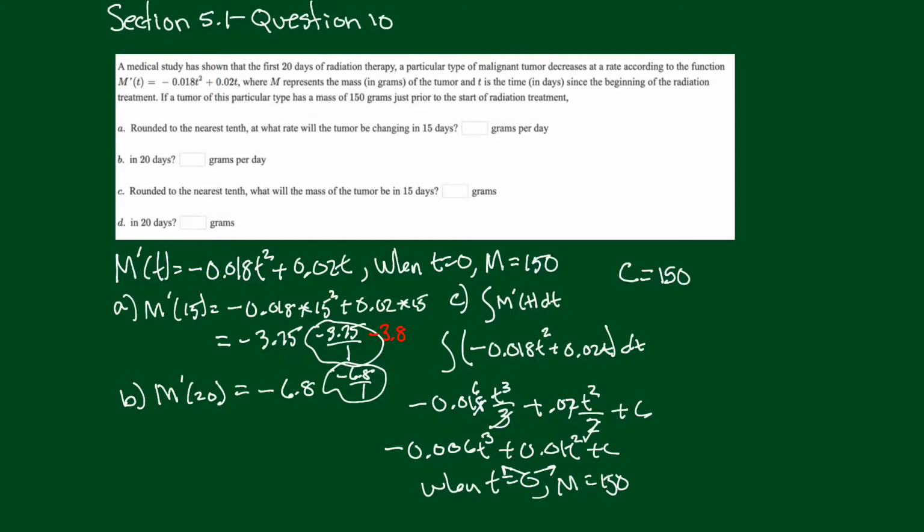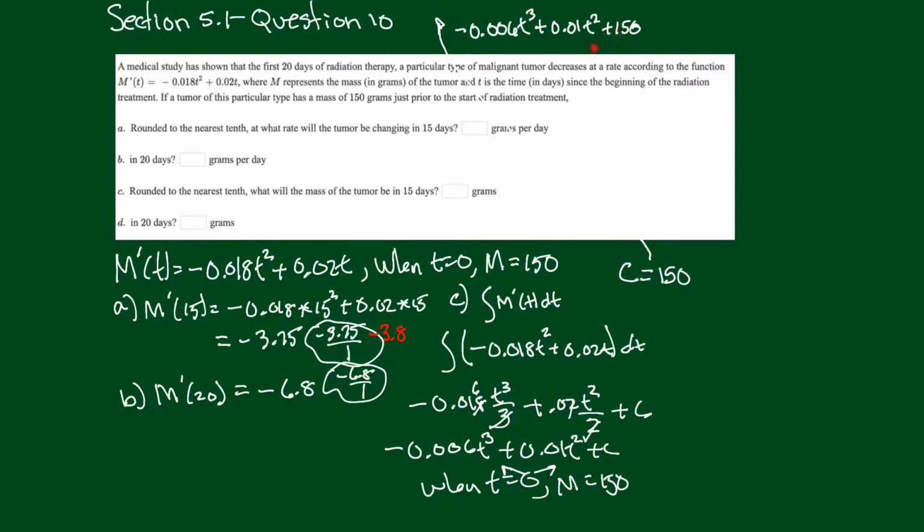So what we have now, I'm going to do this way up here at the top. So hold on. Here's our antiderivative, negative 0.006 t cubed plus 0.01 t squared plus 150. This is the mass. So just reading this now, when t equals 0, the mass was 150 grams. So when you start out at day 0, you're at 150 grams.